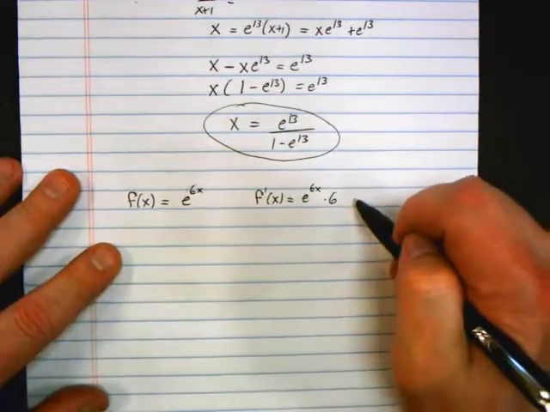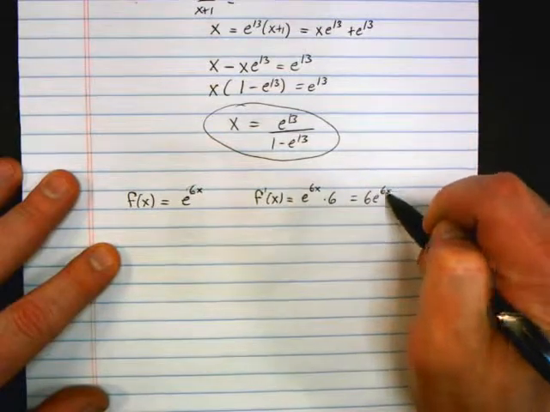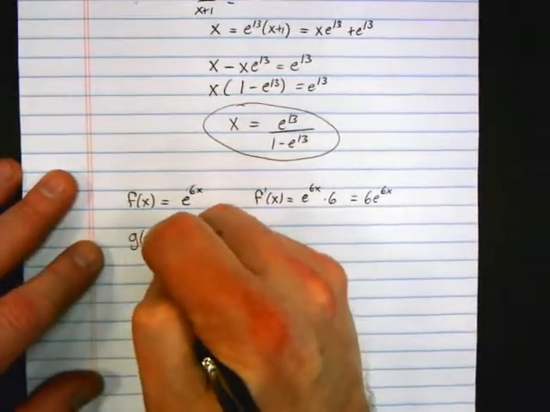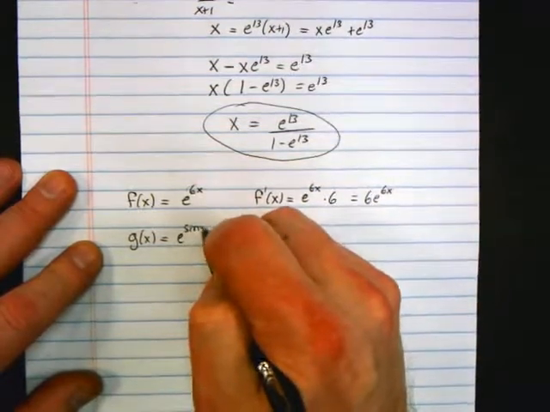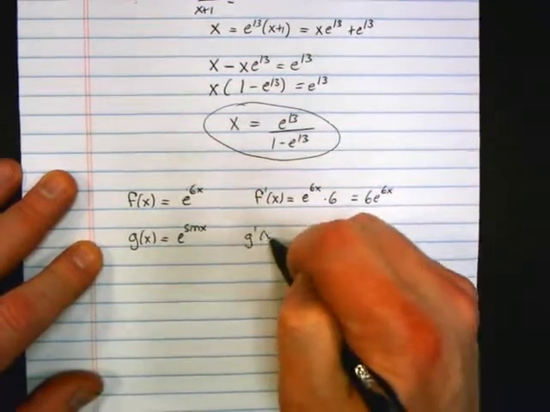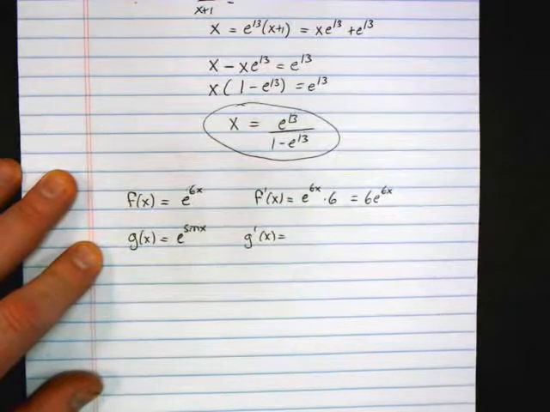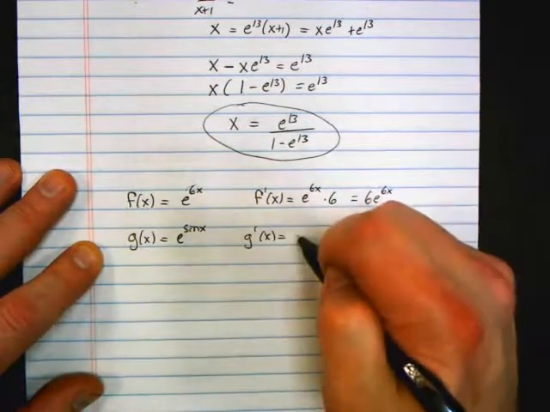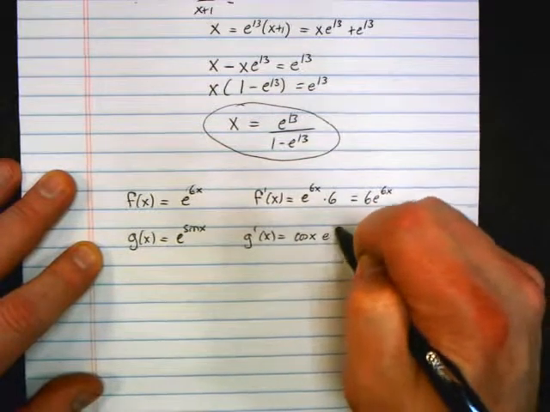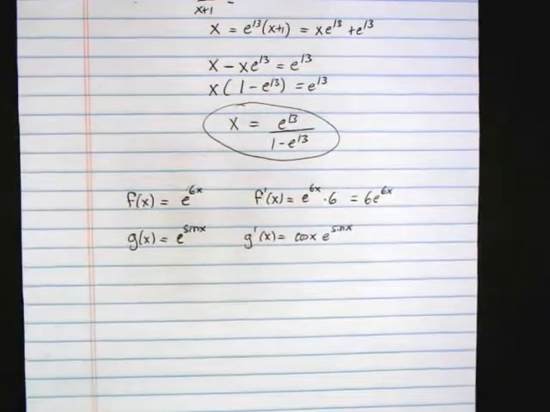So 6e to the 6x. What if g of x is e to the sine x? Then g prime of x would be cosine x e to the sine x. Where did that cosine x come from? That was the derivative of sine.